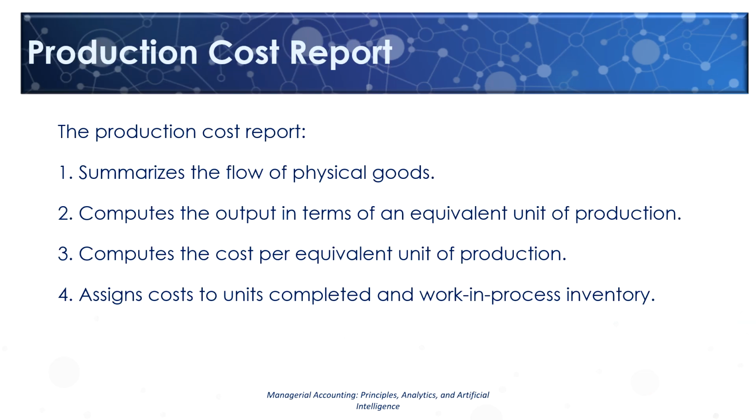Now we introduce one of the key reports used in process costing, the production cost report. A production cost report summarizes the flow of physical goods through production, the output in terms of equivalent units of production, the cost per equivalent unit of production, and the assignment of costs to completed units and work in process inventory. This report is the core tool used to compute unit costs in a process costing system.